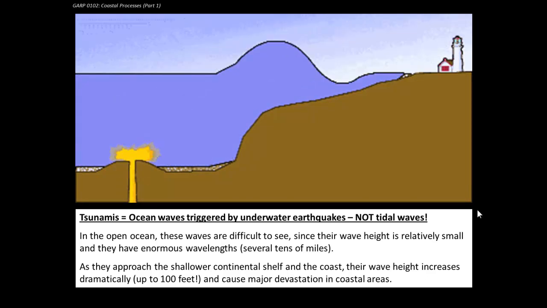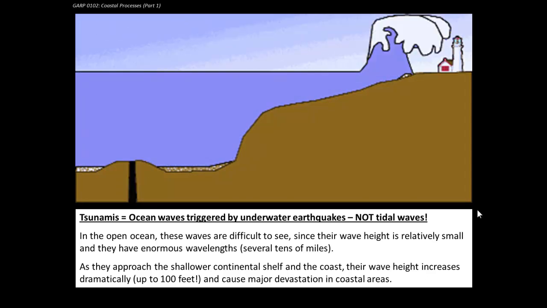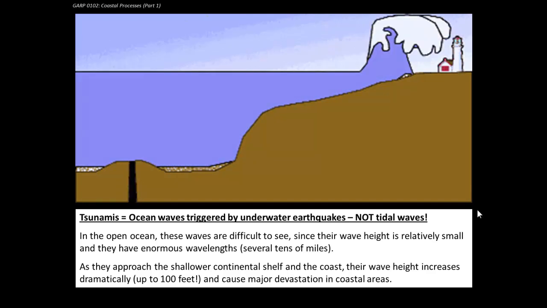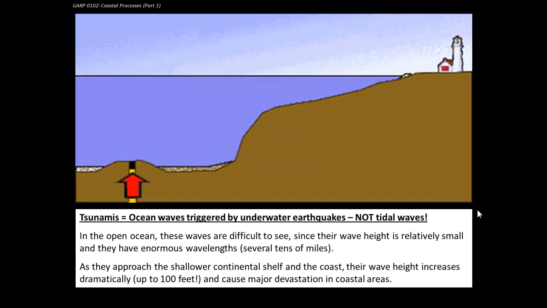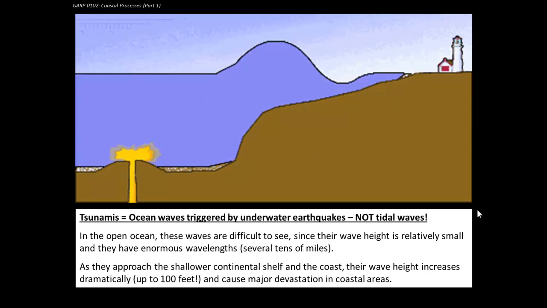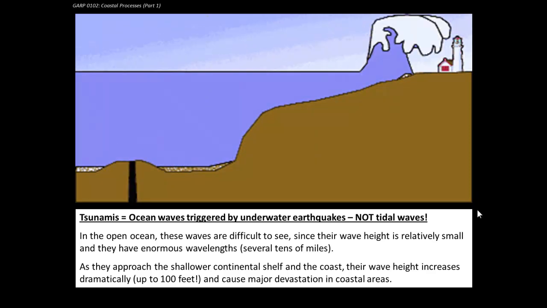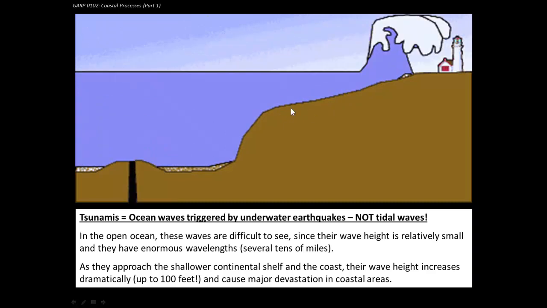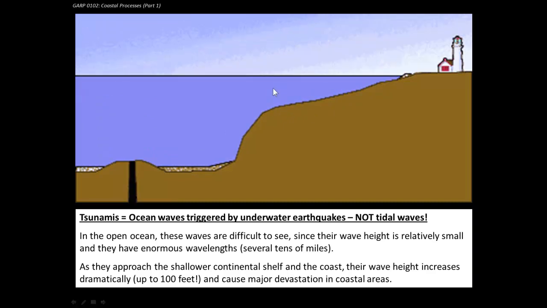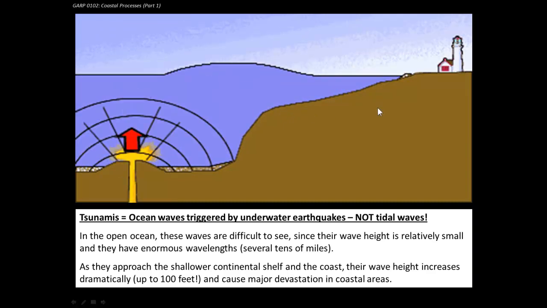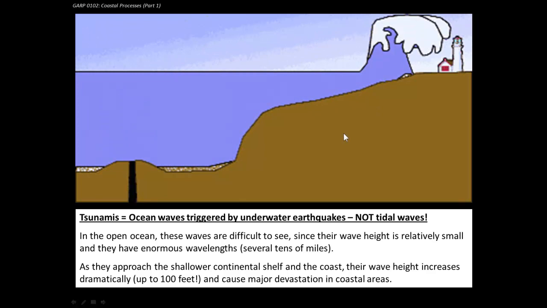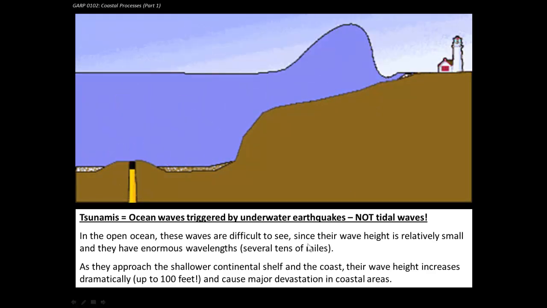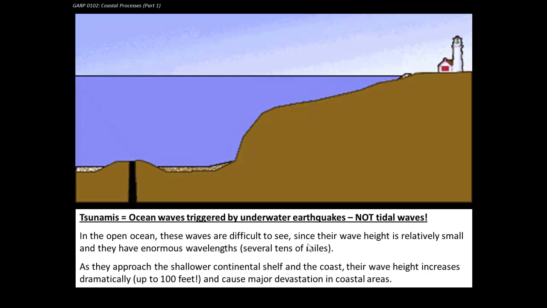And tsunamis are tricky because they are very difficult to see, very difficult to spot out in the open ocean, because their wave height is relatively small, but they have enormous wavelength. So the problem is when they approach the continental shelf here, when water depth decreases, then their wave height increases dramatically, up to maybe 100 feet and more, and you get major devastation in coastal areas. Tsunamis are a real natural hazard.